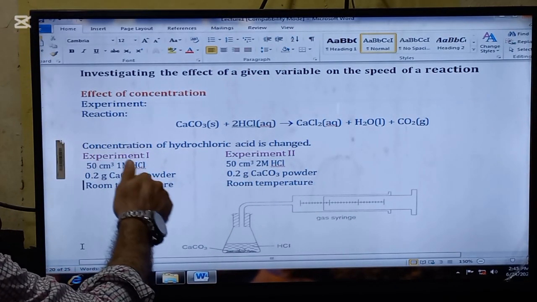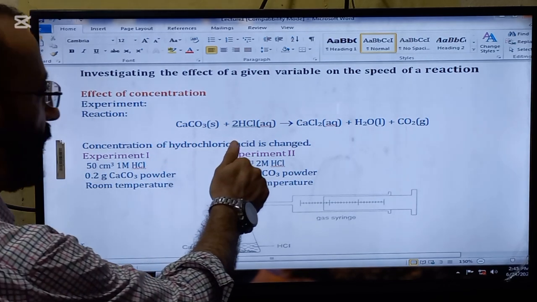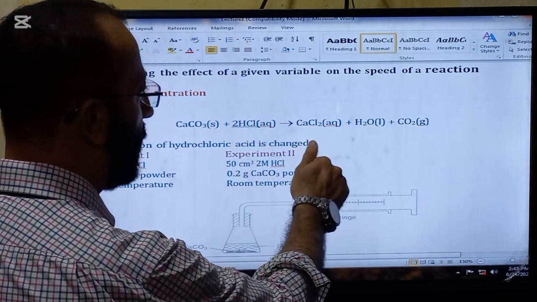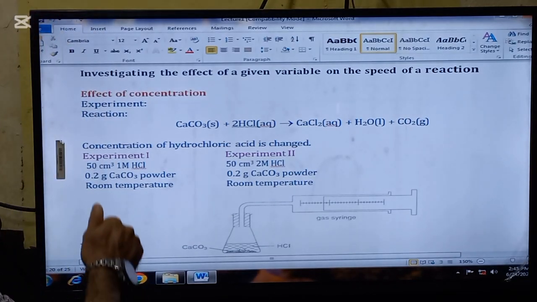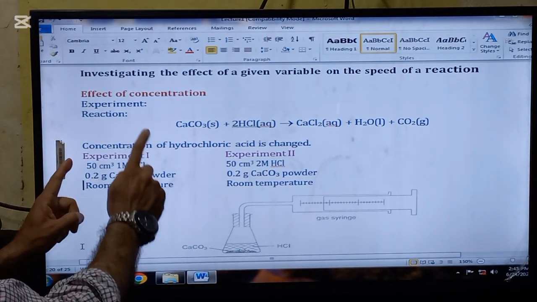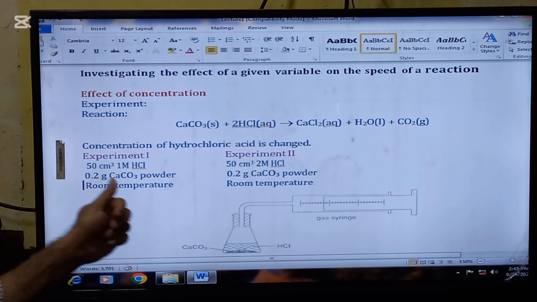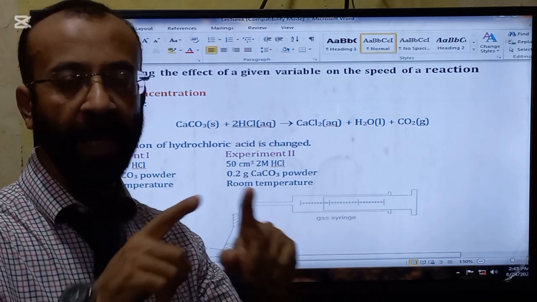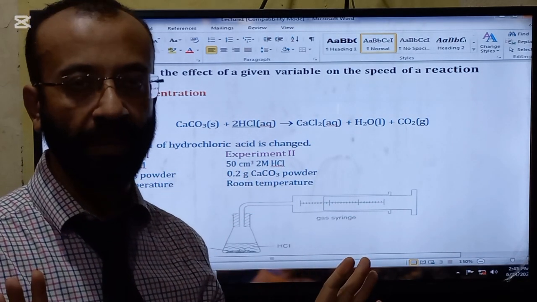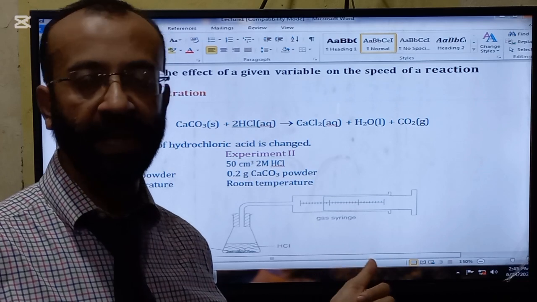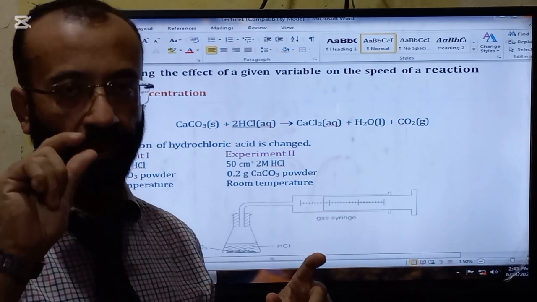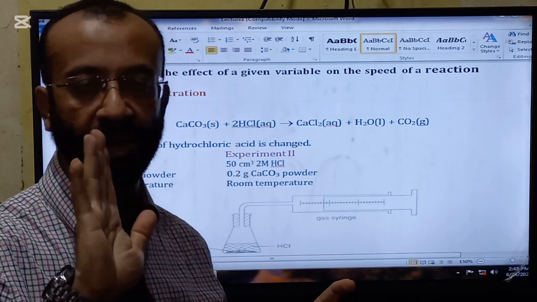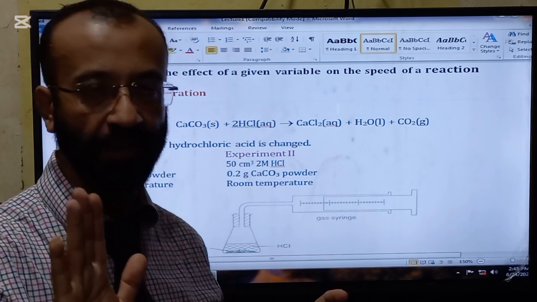The experiment reaction is calcium carbonate plus HCl forms calcium chloride, water and carbon dioxide. So look now, actually we are going to discuss the effect of the concentration. So only concentration will be different. The rest of the conditions of the experiment will be the same, because the same experiment will be conducted 2 or 3 times with only changing of concentration.